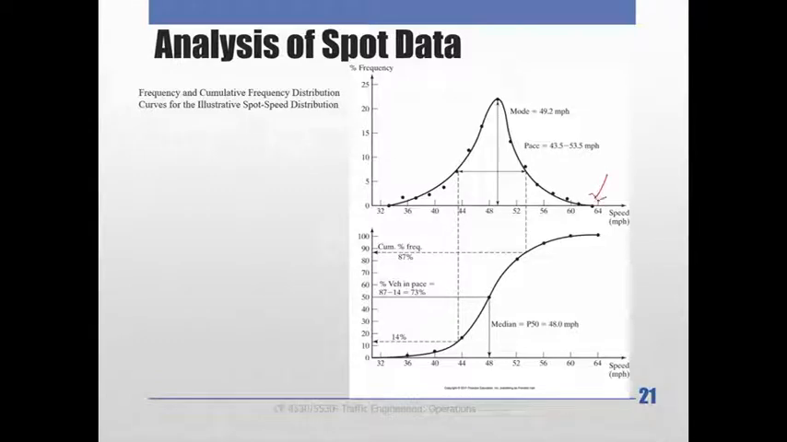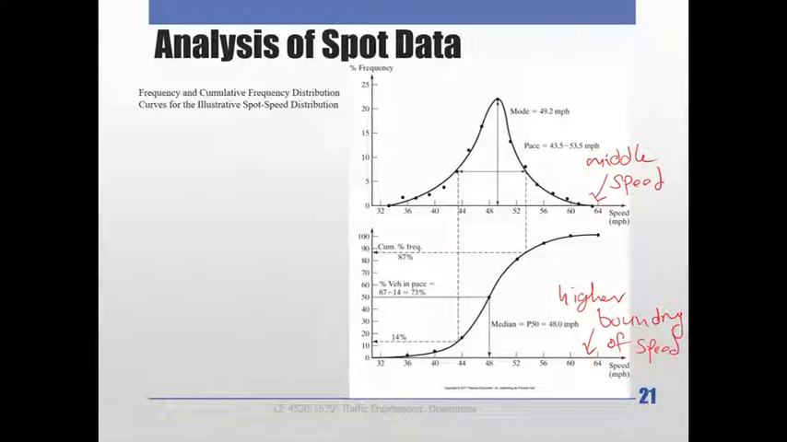So let's say this guy in here is your middle speed range. This guy in here is the higher boundary. Okay, so your percent frequency is against the middle speed. Your cumulative frequency is against the higher boundary of your speed. And then you plot these and fit a curve in between, and my first question to you: where is the modal speed value? Where is the mode?